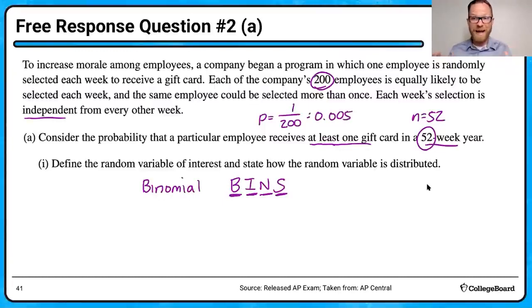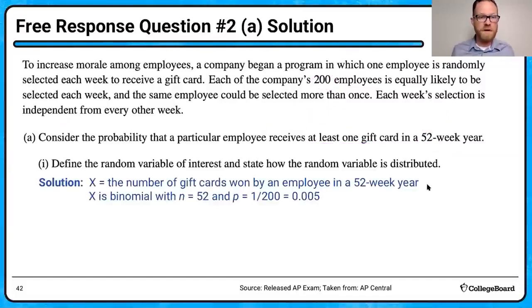So I think we have a binomial distribution here. And for a binomial distribution, the random variable is measuring the number of successes in the fixed number of trials. And so here's what our model solution looks like. It says X is the number of gift cards won by an employee in a 52-week year. X is binomial with n equals 52 and P equals 0.005.